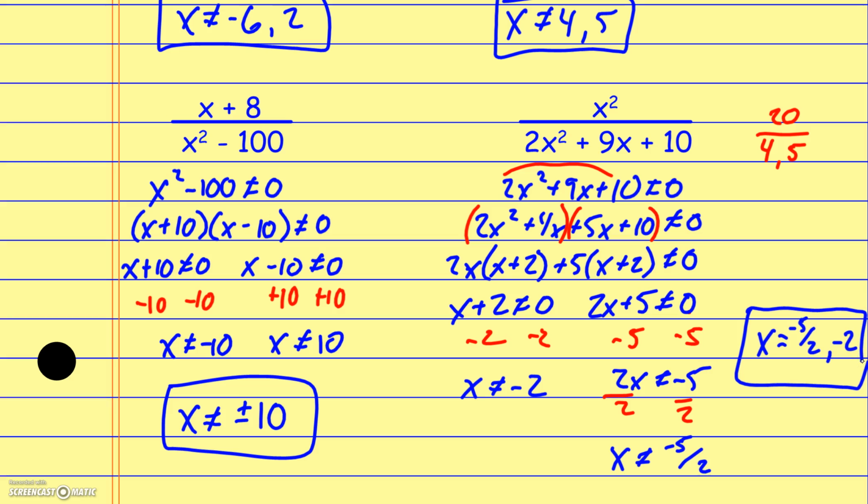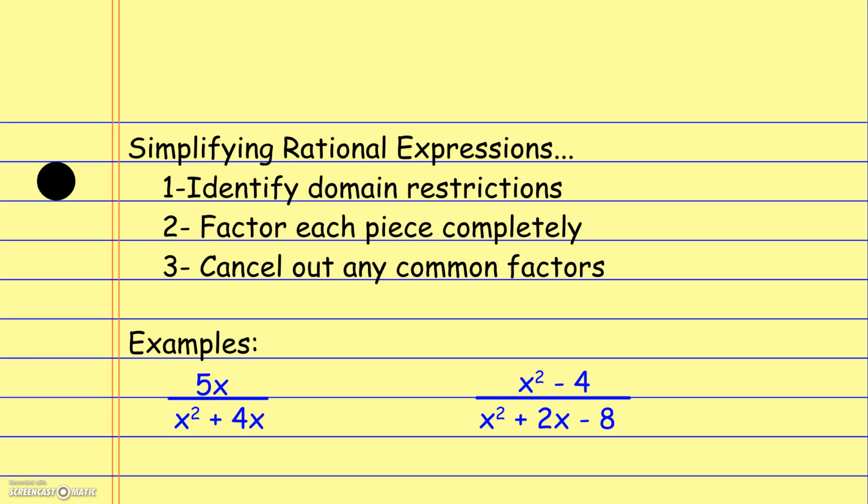Okay? So then moving on from here, once we have domain restrictions, what we want to do is start simplifying these things. To simplify rational expressions, here's what we're going to do. We're going to start by identifying any domain restrictions, so make sure I have all the values that x can't equal. I always have to do that first, because we'll get restrictions that get canceled out, but those restrictions still exist, all right? So we have to identify the domain restrictions first. Then we're just going to factor everything completely and then cancel out any common factors that we might have, okay?